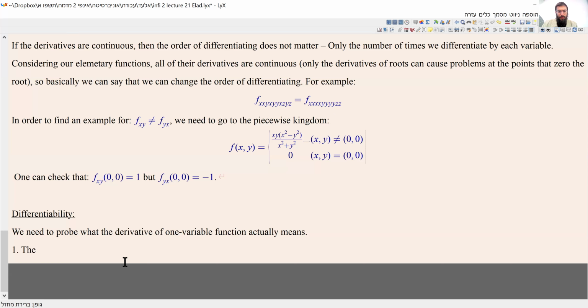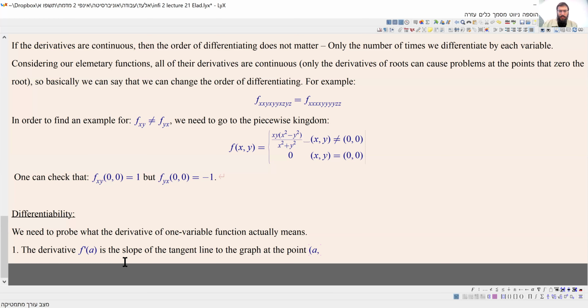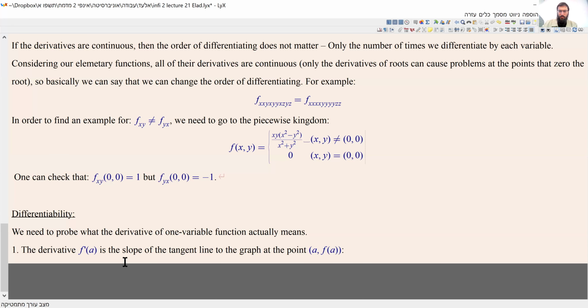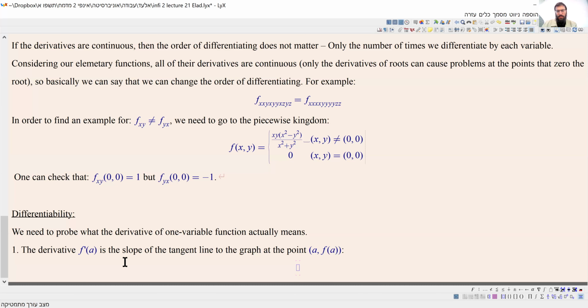The derivative f'(a) is the slope of the tangent line to the graph at the point (a, f(a)). The tangent line is f(a) plus f'(a) multiplied by (x minus a).